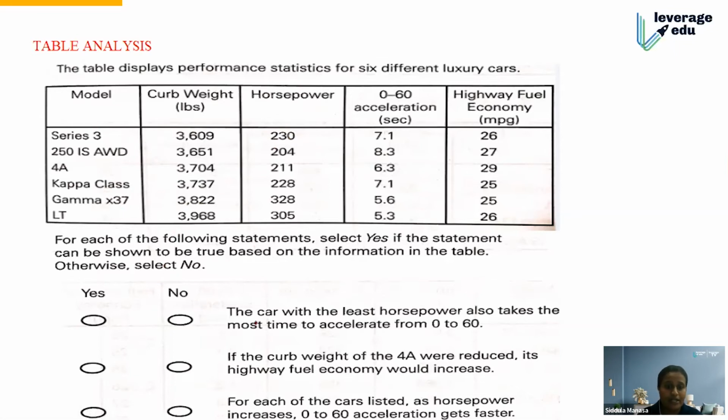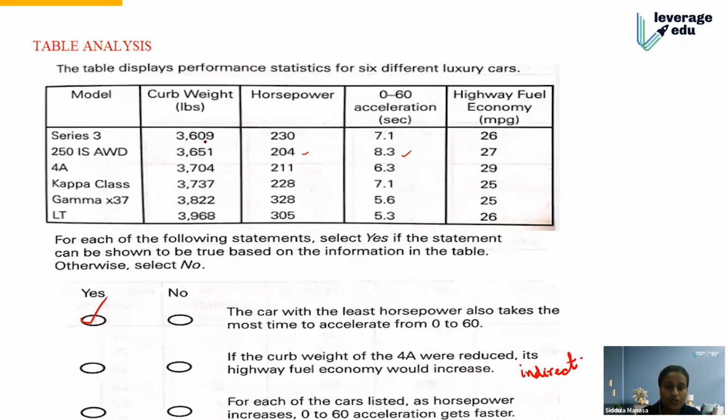The first one telling the car with the least horsepower also takes more time to accelerate. Now what is the least value in the horsepower? This one. This is the car. Is it taking more time to accelerate among all this? Yes, it is. So therefore, we will tick mark on the yes. Next one. If the car weight of 4A was reduced, then its high fuel economy will increase. That means he is clearly telling that this is indirect relation between these two things. That is the curb weight as well as the economy.